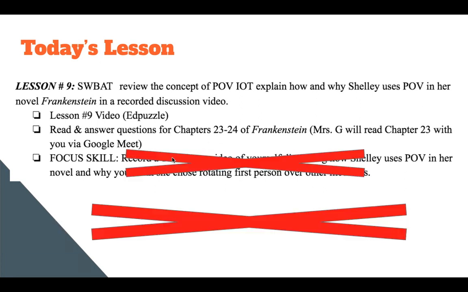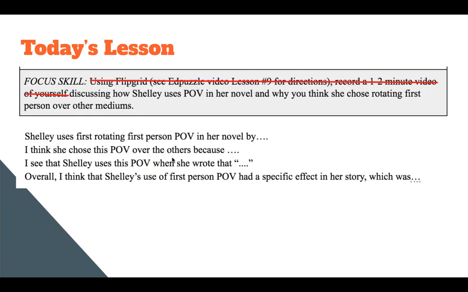And then for your focus skill, instead of doing this, you are going to just, in a paragraph, discuss how she uses point of view in her novel and why you think she chose first person over just regular first person, over the other third persons. She could have done it from an omniscient perspective. So I have some sentence stems here. You could start with, Shelley uses rotating first person point of view in her novel by how. I think she chose this point of view over the others because blank. I see that Shelley uses this point of view when she wrote that, and you could give some evidence.